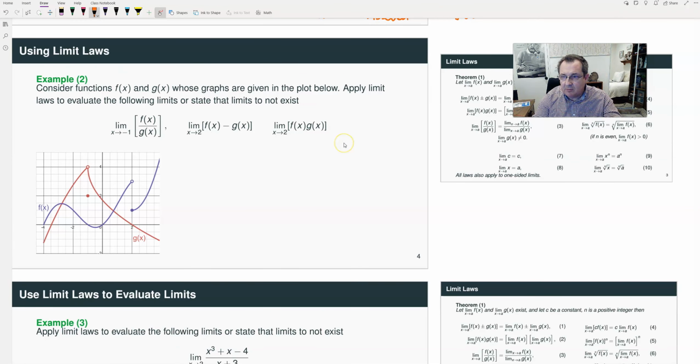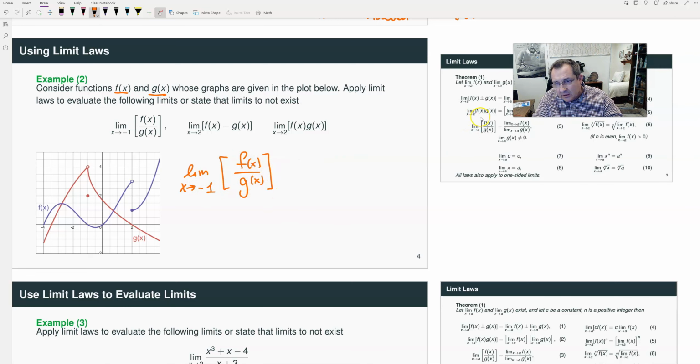Let us try to put some of these laws to use on the following example. Here I have graphs of two functions, f and g, given on the plot over here. The purple one is f and the orangey one is g of x. And I would like to compute the following limits. Let me start with this one. Limit as x is approaching -1 of the fraction f of x divided by g of x.